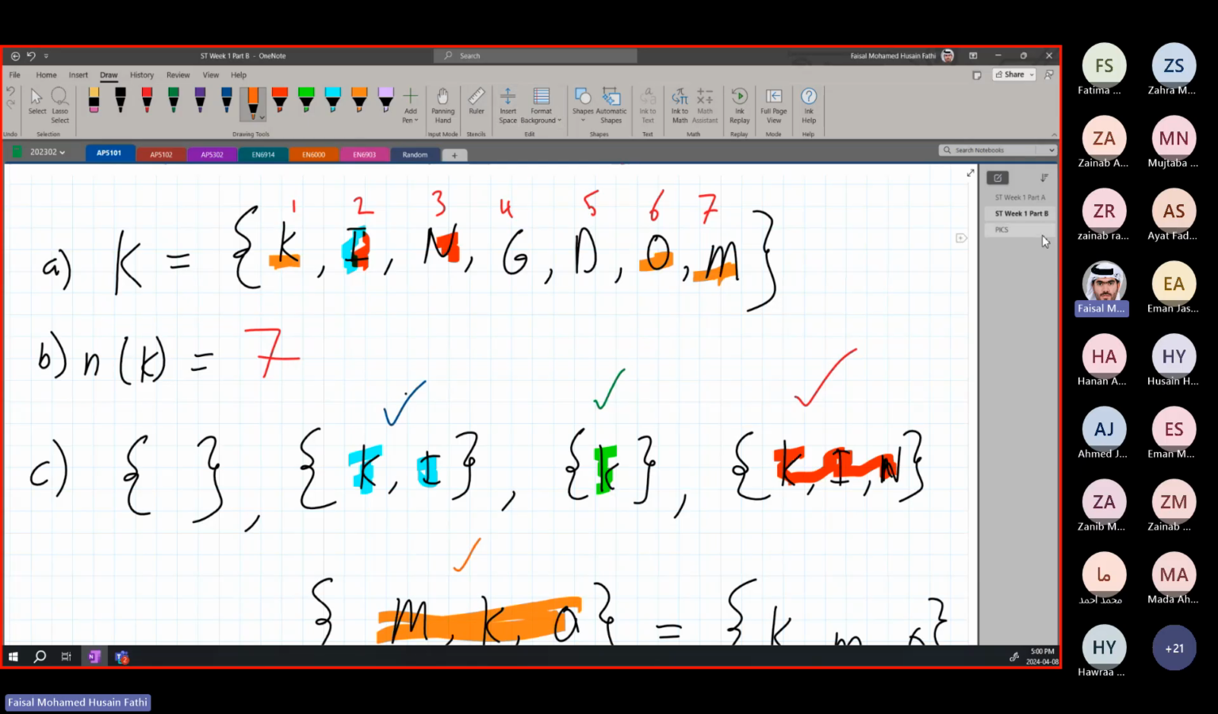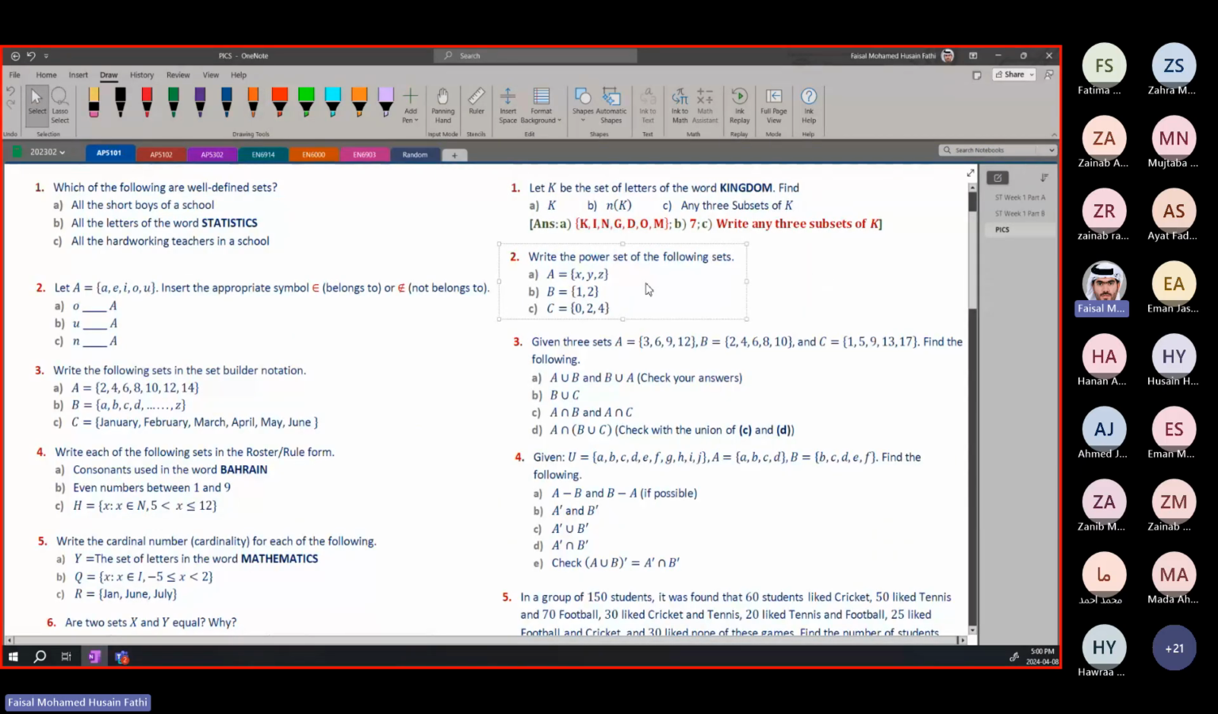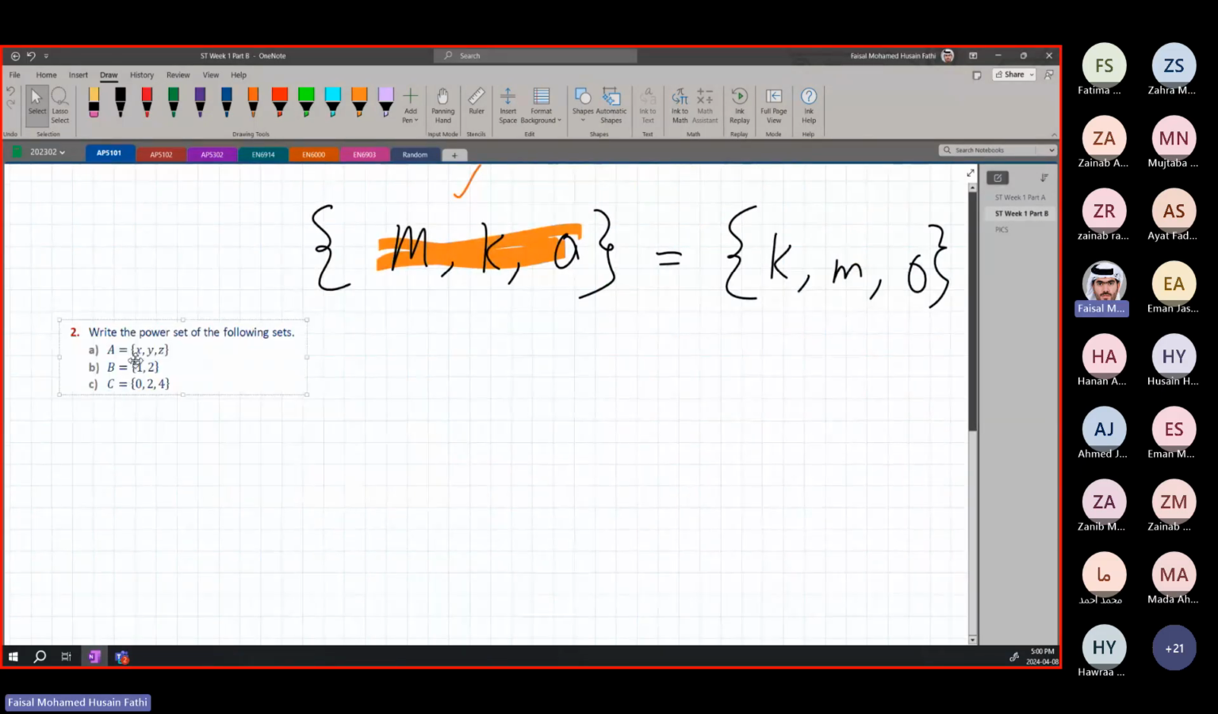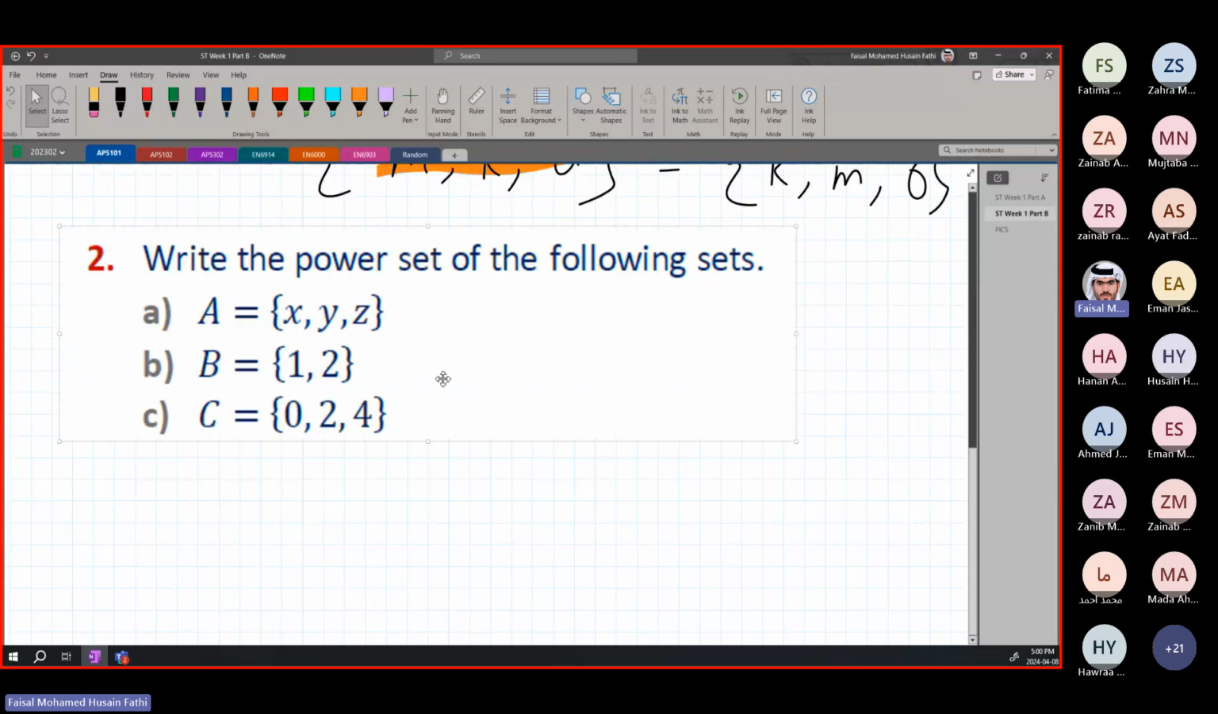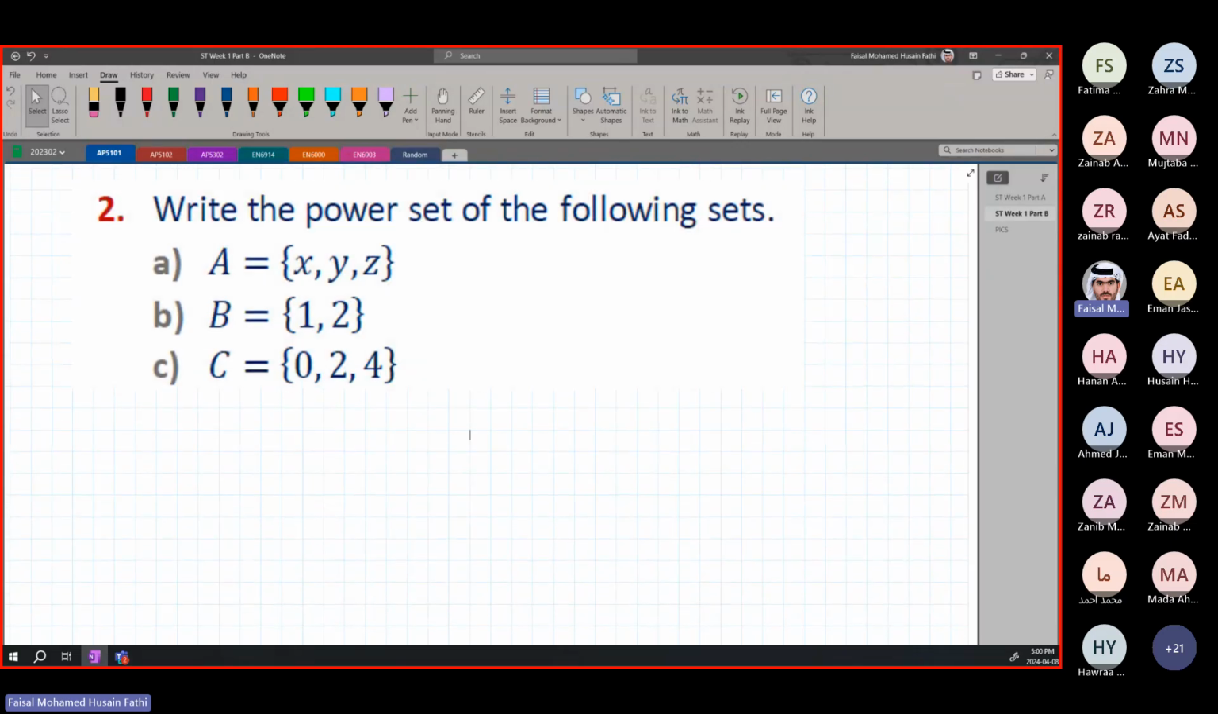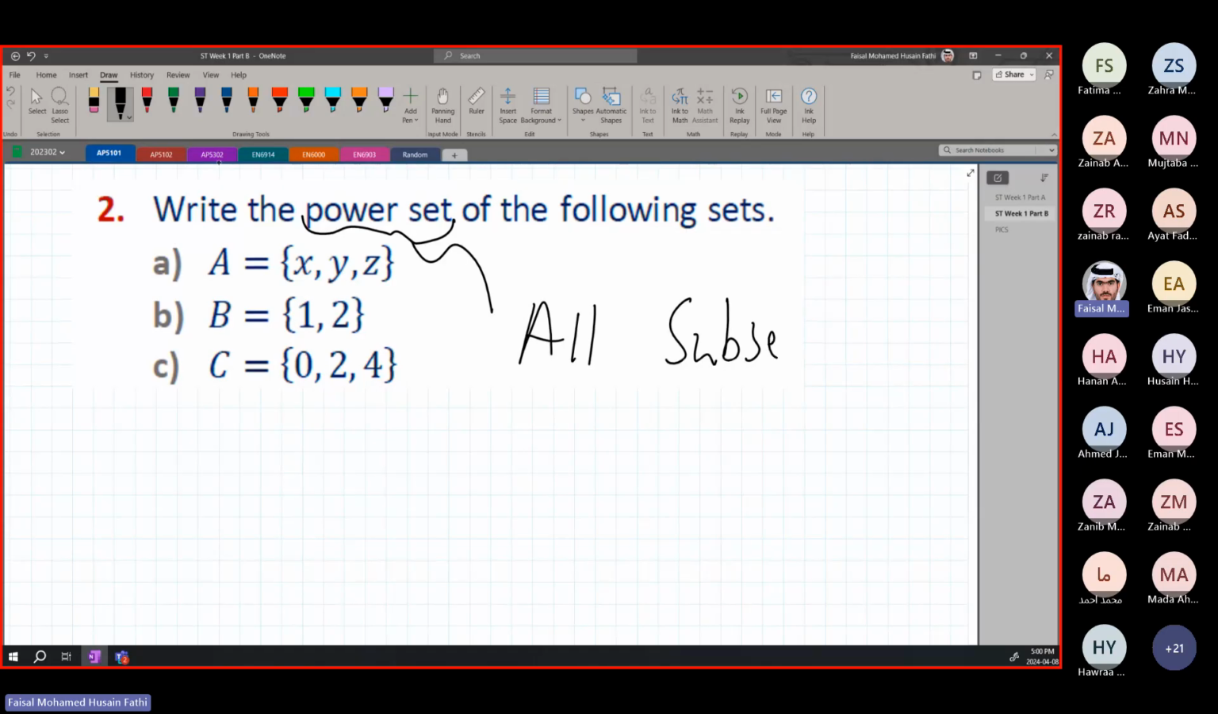All right. Now, let's go on to the next question, which talks about the power set of the following sets. The power set is the same idea as subset. However, what does power set mean? Power set means all of the subsets. That's all this means. Power set, all it means is all subsets. Every single type of subset you can think of, that is what power set means.